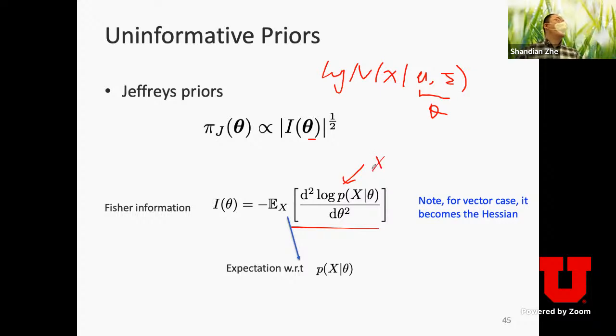X is a random variable. So we can take expectation, right? We take expectation with respect to this distribution. Here, it is Gaussian. And then it gives you the Fisher information. And Fisher information has a nice property that it's always non-negative, right? If theta is a vector, Fisher information is a positive semi-definite matrix. So this is the definition of the Jeffreys prior. It sounds a little bit weird, but it actually has very nice properties.